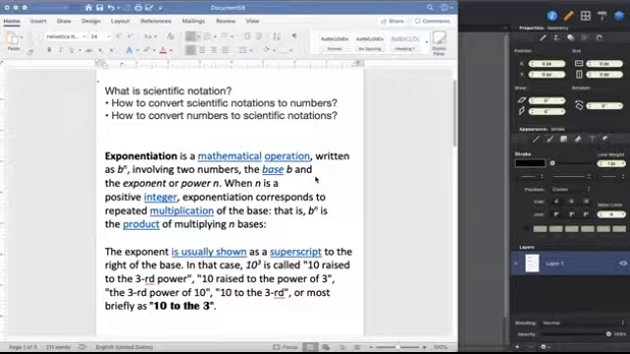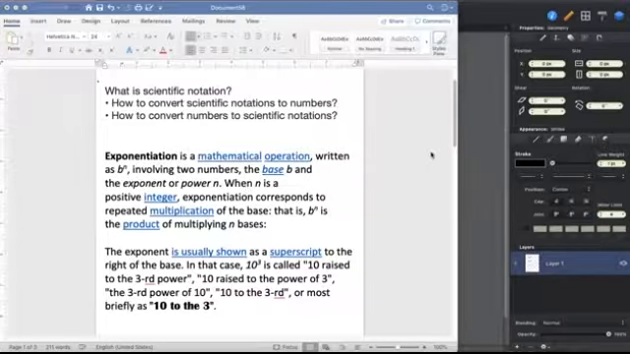Exponentiation is a mathematical operation written as b with a superscript n, involving two numbers, the base b and the exponent or power n. When n is a positive integer, exponentiation corresponds to repeated multiplication of the base. That is, b to the power of n is the product of multiplying n bases. So I'll give an example.